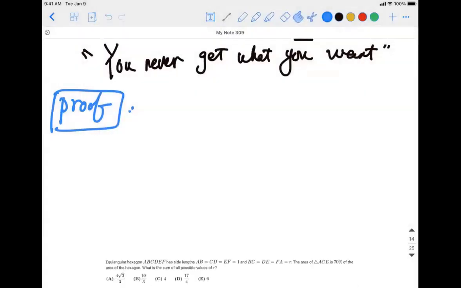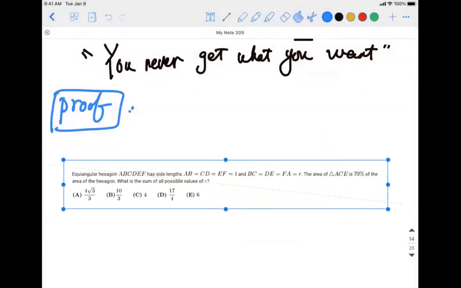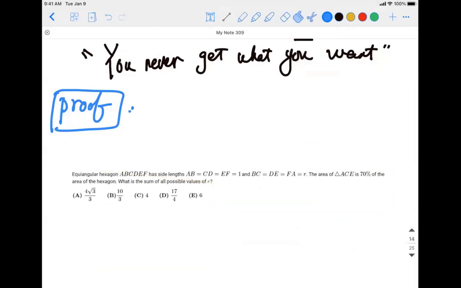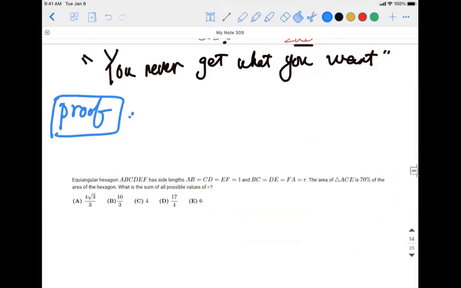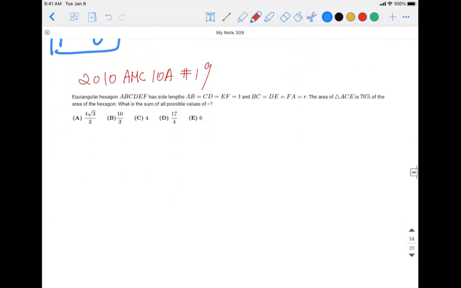There you go, yeah, that's the problem. The problem we're looking at comes from 2010, AMC 10A, question number 19. So let's have a quick look.